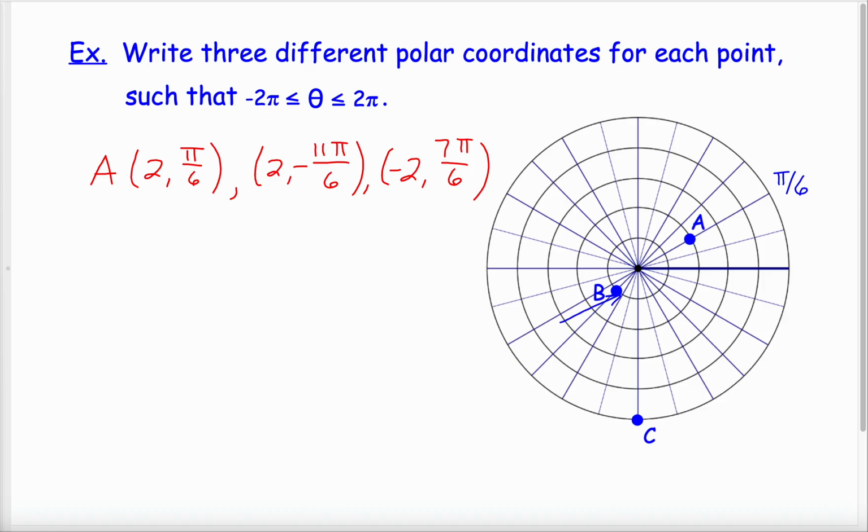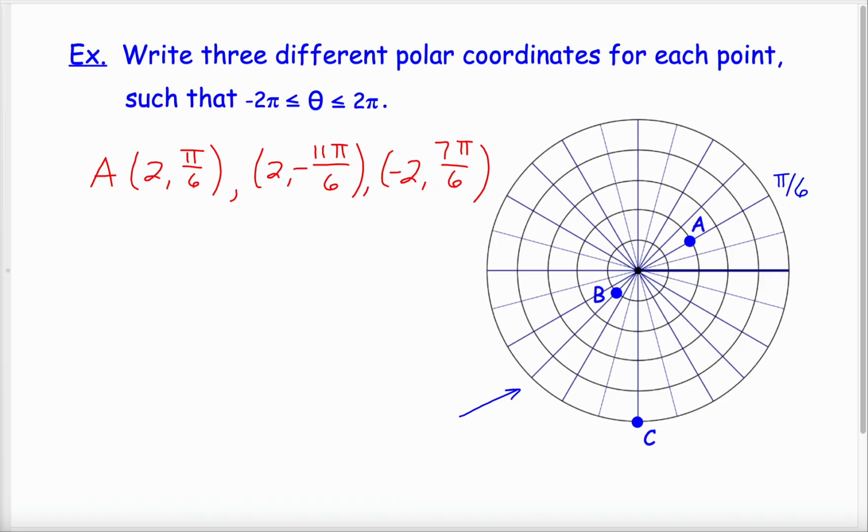Let's do point B. The r value there is 1, so it's on that innermost circle. So r is 1, and then we need to figure out what's this angle here. Once again, I hope you hit pause and try these and then check your answers. So B is going to be 1 unit out, and then that angle is 5 pi over 4. And I should write that down here. 5 pi over 4.